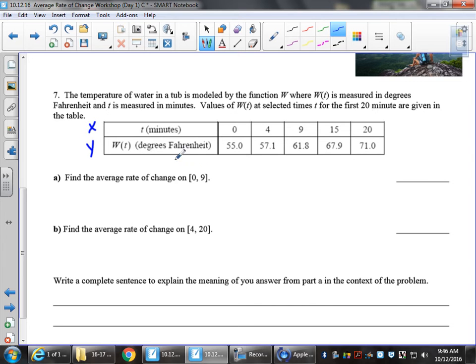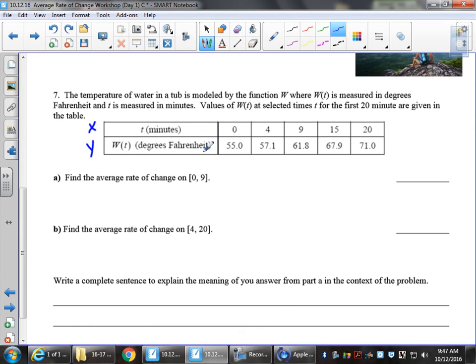And I'm told I've got temperature readings for the first 20 minutes. So here's the start time is 0, and then after 20 minutes. So we're gonna pick both start and finish. Well, let's see. Part A gives me some more specific directions. It says, find the average rate of change on this interval.